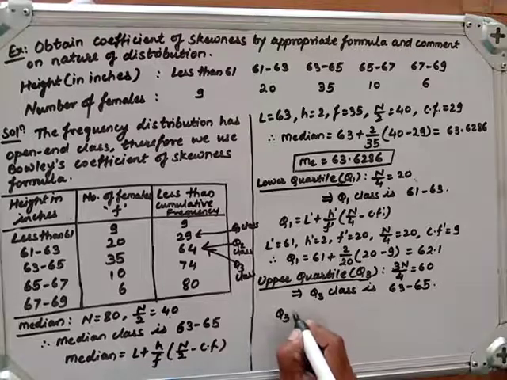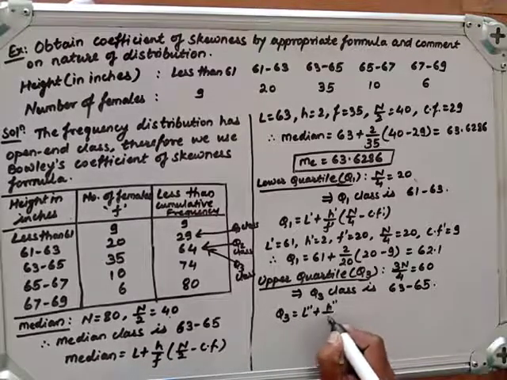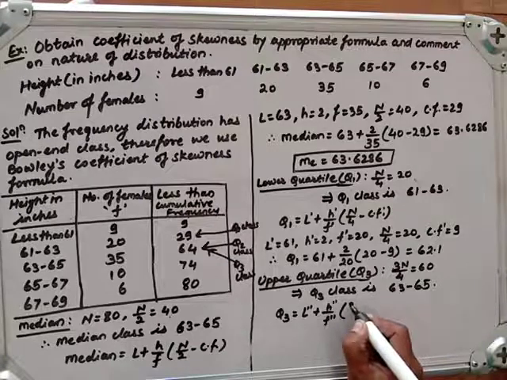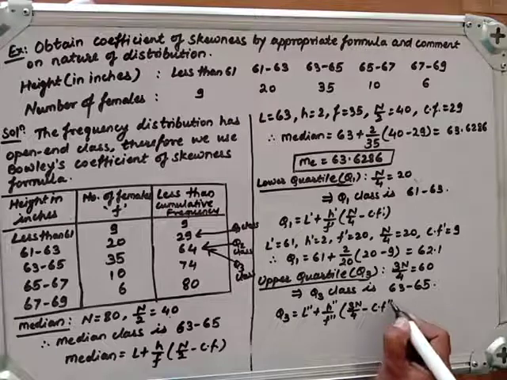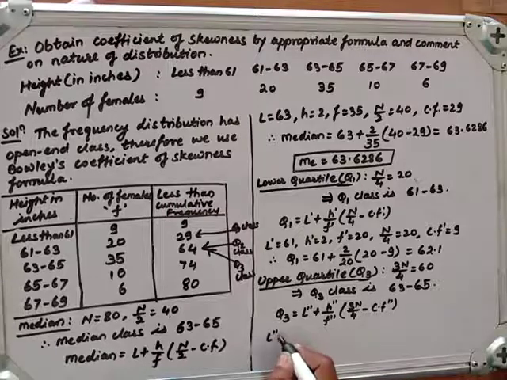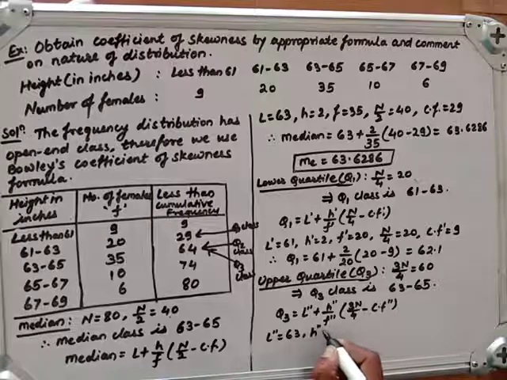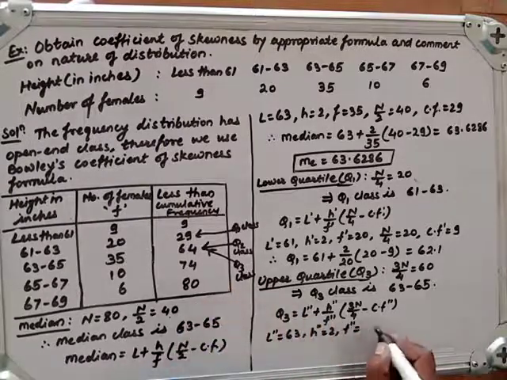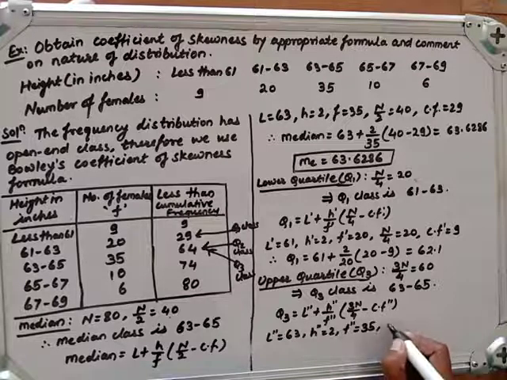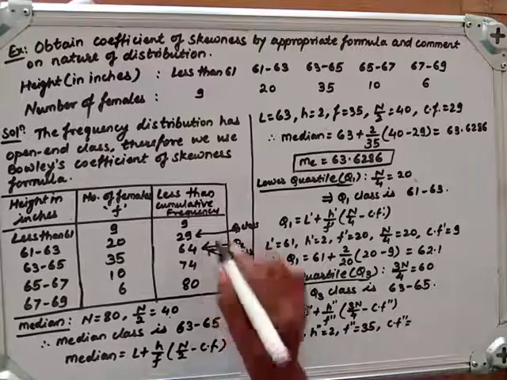And what is Q3? It is L double dash plus H double dash upon F double dash into 3n by 4 minus CF double dash. So what is L double dash? L double dash is 63. H double dash is again 2. F double dash is 35. Then 3n by 4 with us is 60. And CF double dash is 29.